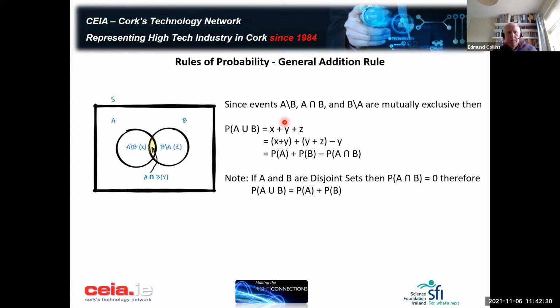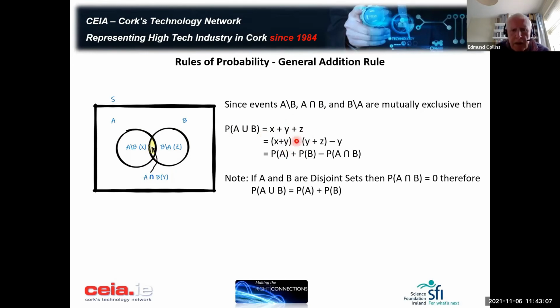Now, they're all disjoint, mutually exclusive, because they don't overlap one another. So that's important then. So we can write it in this way. So if we designate A not B as X, A and B as Y, and B not A as Z, we can write then the total here of A union B, if you like, or A or B, is equal to this portion X plus Y plus Z.